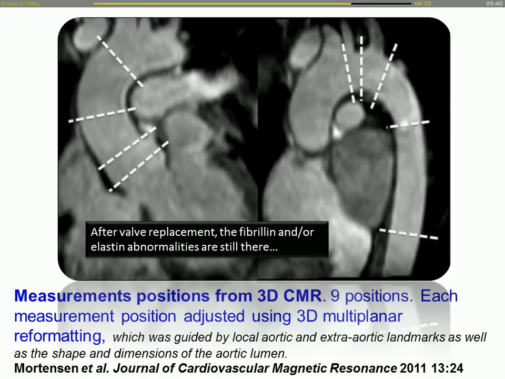that even if we change the valve, there's still a risk of dilatation of the ascending aorta, and we still have to follow the ascending aorta, and perhaps also use CT or cardiac MR to best assess the ascending aorta of this patient that has been treated by a prosthetic valve.